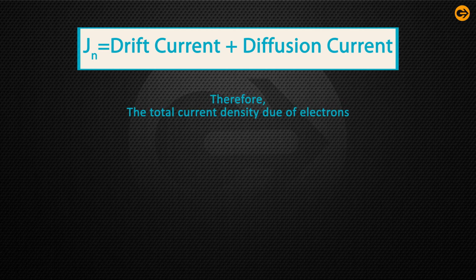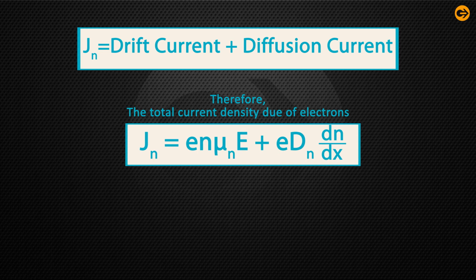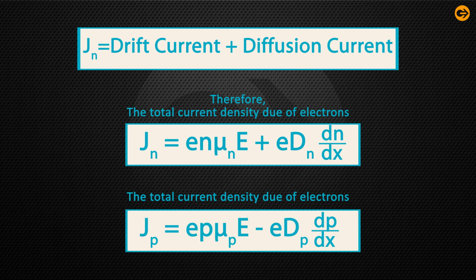Therefore, the total current density due to electrons is Jn = e n mu n E + e Dn dn/dx. The total current density due to holes, Jp, is equal to e p mu p E minus e Dp dp/dx.